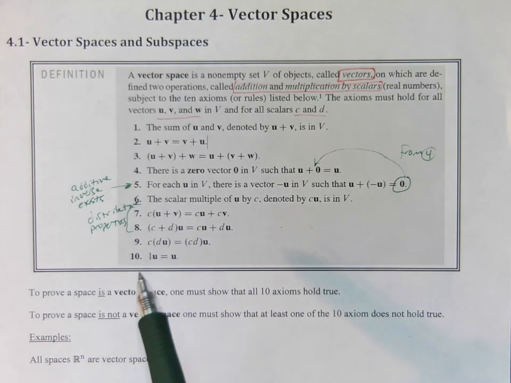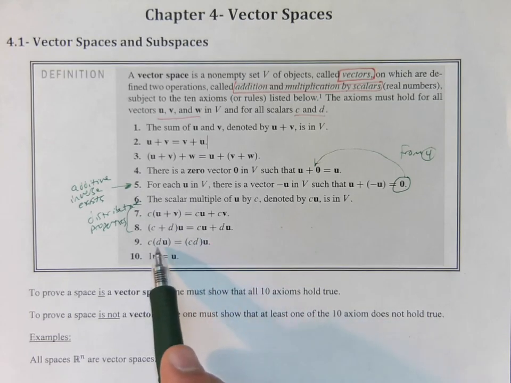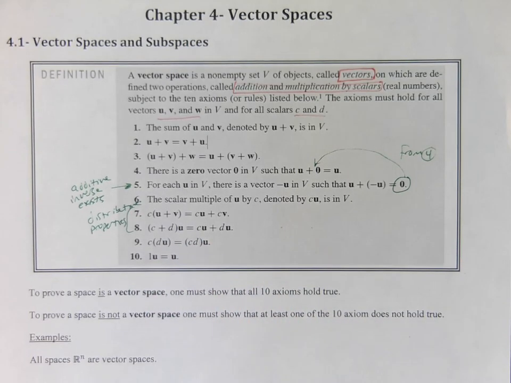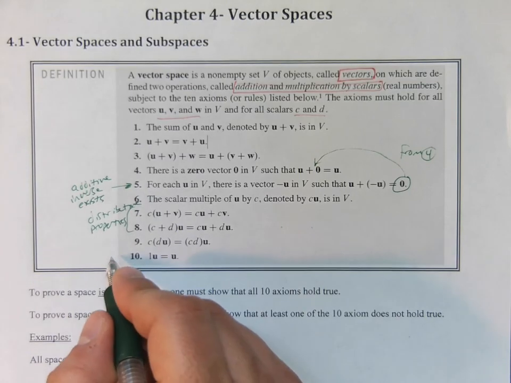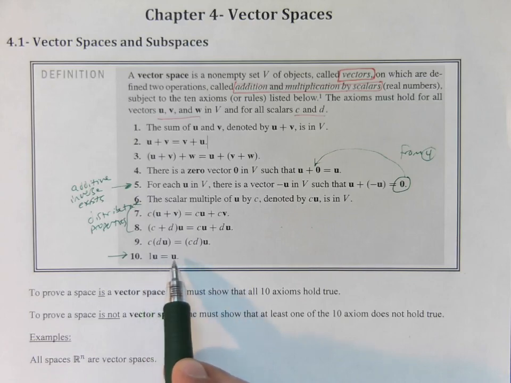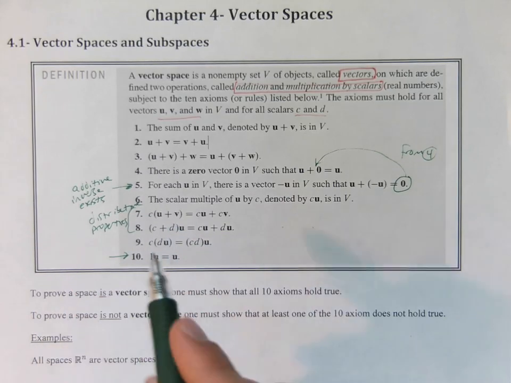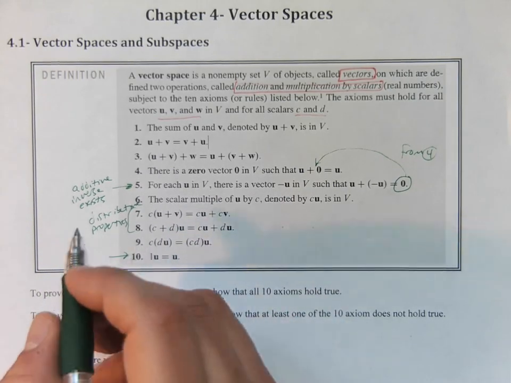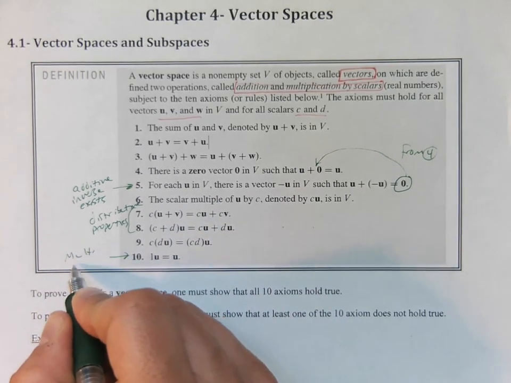Number 9, again, is that we can rearrange the order in which scalars are multiplied by vectors. And number 10 is a multiplicative identity property. It tells us that there's some scalar 1 such that when we multiply it by U, any vector in the space, it stays the same. This is called the multiplicative identity.